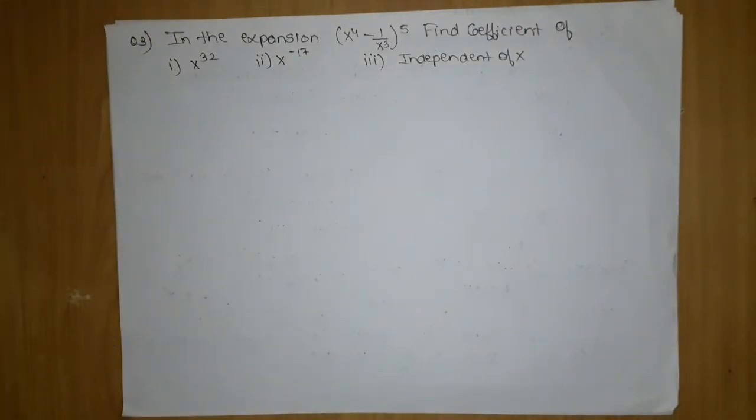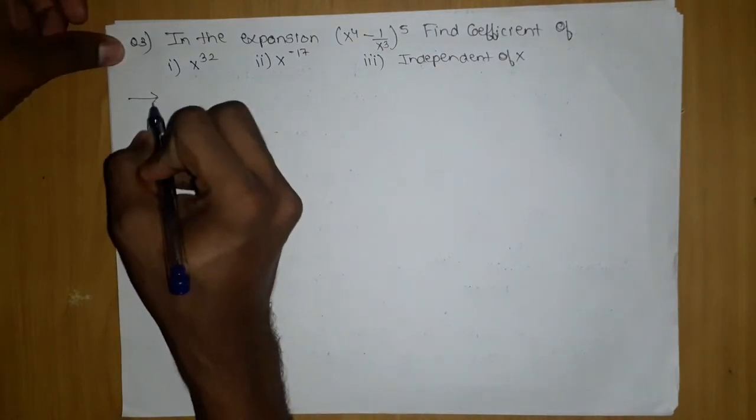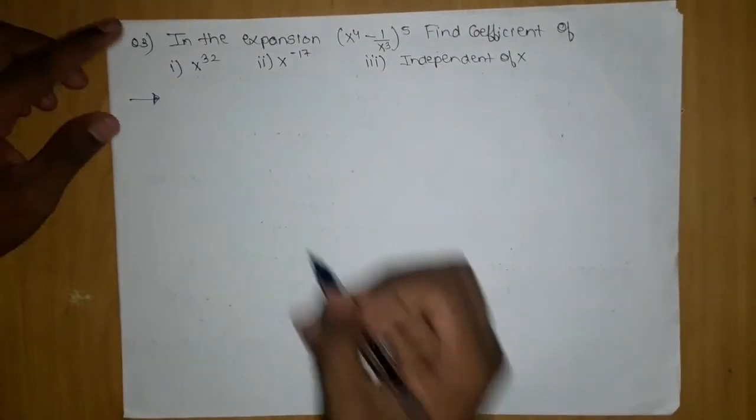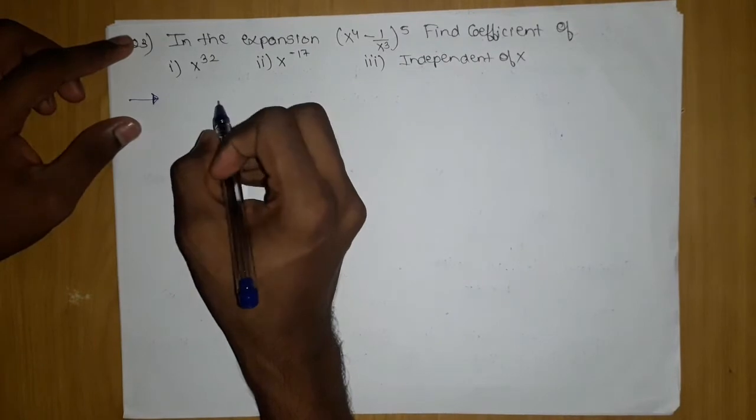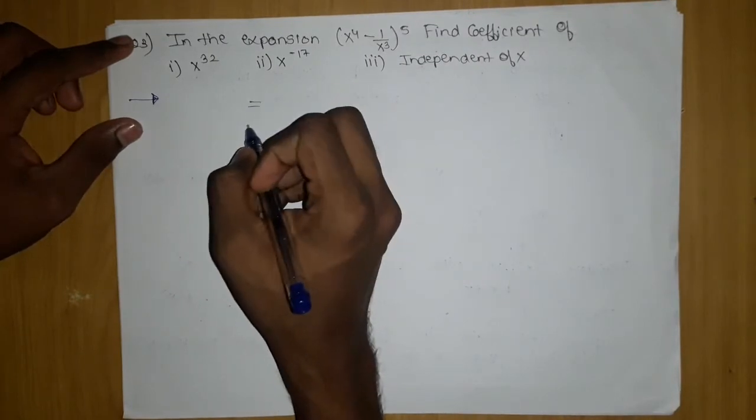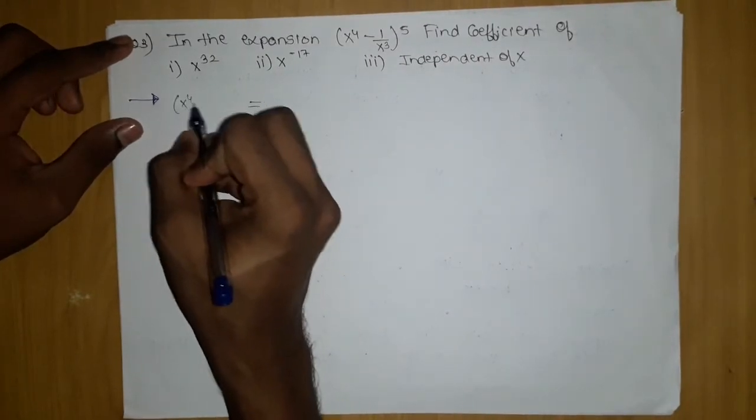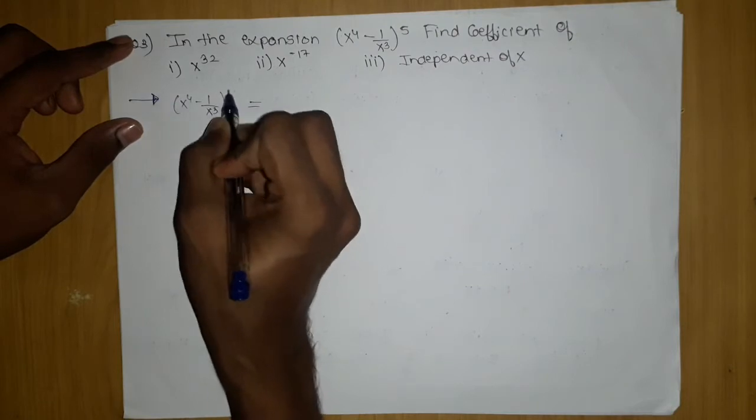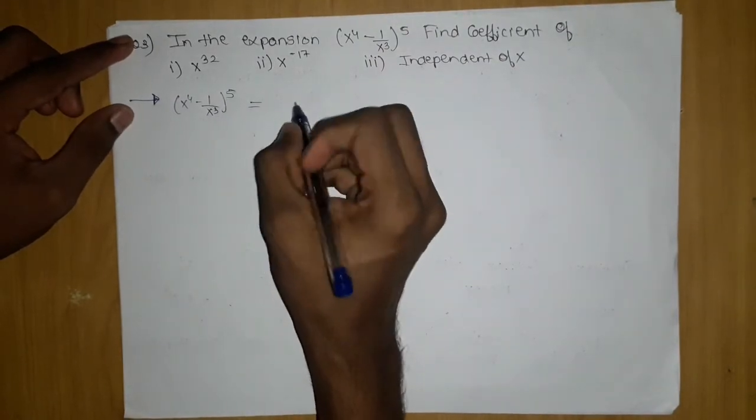In the expansion of (x^4 minus 1 by x^3) the whole power 5, find the coefficient of x^32, second is x^-17, and third, the term independent of x. Now let's do this problem. So if you do the general expansion of (x^4 minus 1 by x^3) the whole power 5, what will it be?